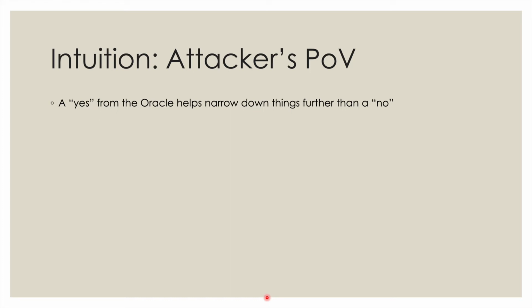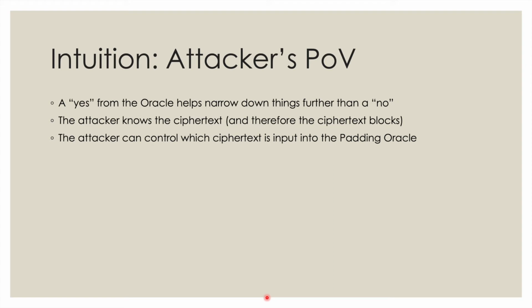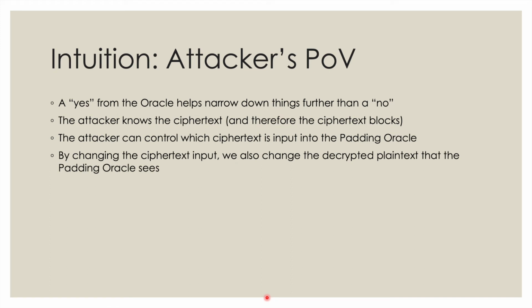It could be 01, it could be 0202, or it could be 030303, etc. We still have a couple of options, but it's a very limited subset. If it's a no, those last few bytes could literally be anything else. Next, as an attacker, we already have our hands on the ciphertext blocks. We can also control what ciphertext is provided as input to the padding oracle. Most importantly, we can change what ciphertext we input to the padding oracle. Lastly, by changing this ciphertext input, we can also change the decrypted plaintext that the padding oracle sees.